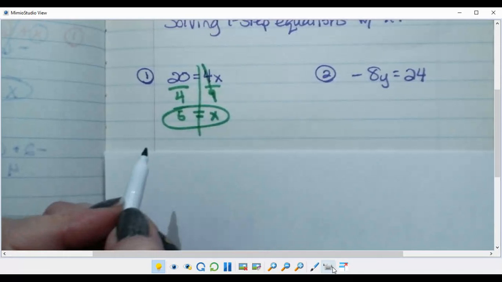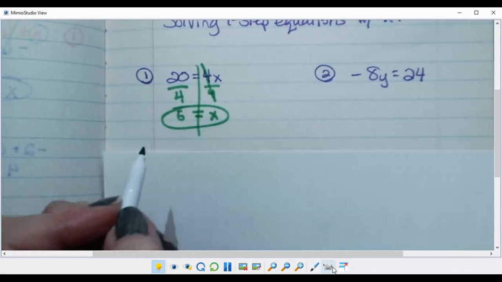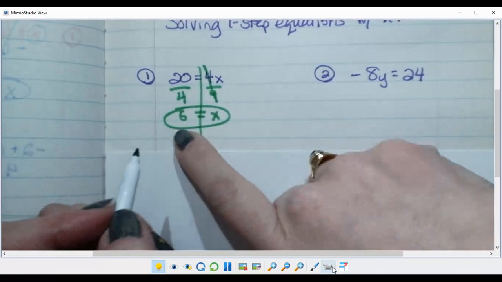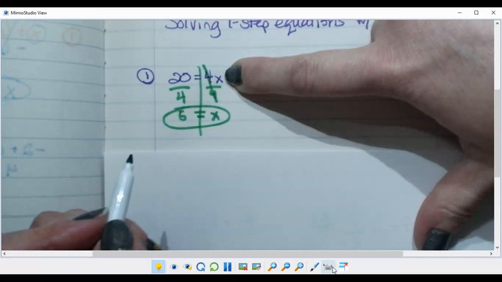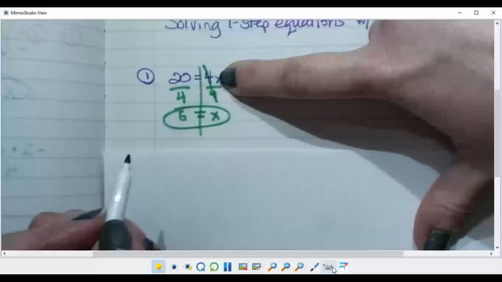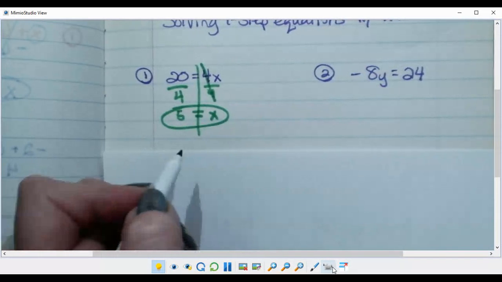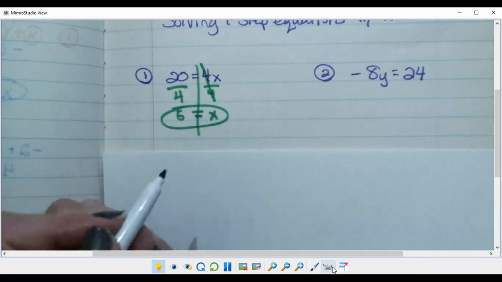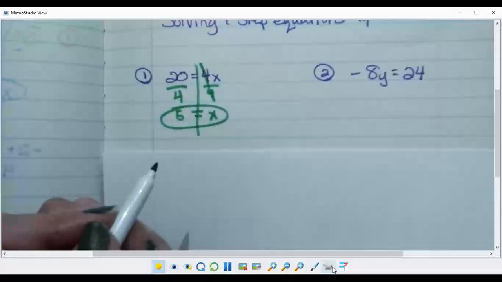I always encourage you to check your solution. See if it actually works. Make sure there were no miscalculations. Make sure there were no missteps along the way. Even if you're not going to write it out, take the moment and say 5 times 4, right? We'll replace the x with the 5 and do 5 times 4. Does that equal 20 on the other side? Yes, we're good. It will come in super handy for division, and it will come in super handy with the negatives, which happens to be in number 2.